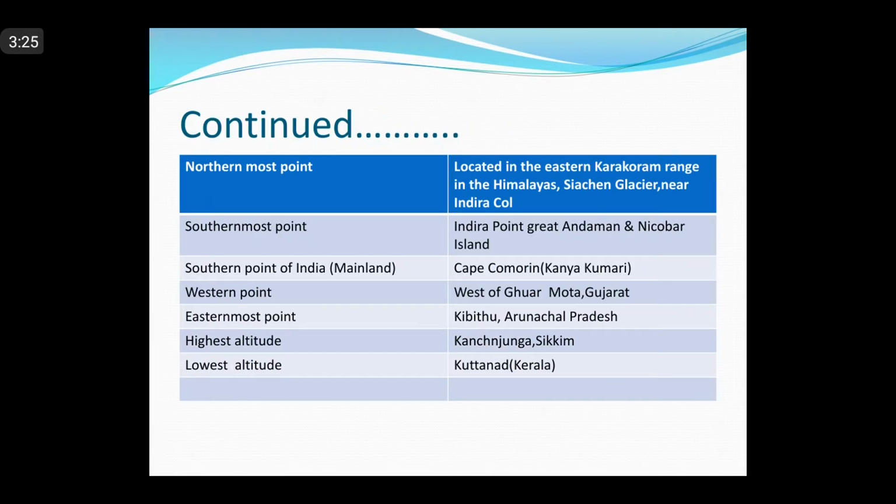Then you can see here the southernmost point, Indira Point, which lies in the Andaman and Nicobar Islands. The northernmost point is located in the eastern Karakoram range in the Himalayas, Siachen Glacier. The westernmost point is west of Ghuar Moti, located in Gujarat, and the easternmost point is in Arunachal Pradesh, and the place is Kibithu. The highest altitude is Kanchenjunga, and the lowest altitude is Kuttanad, which lies in Kerala.